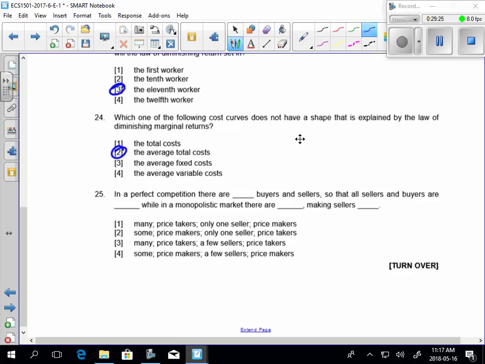In perfect competition, remember your assumptions for perfect competition: many buyers and many sellers. All right, so it cannot be 2 or 4. So that all buyers and sellers are price takers. Okay, they accept the market price set by supply and demand. While in monopolistic markets, there is only one seller, making him a price maker.